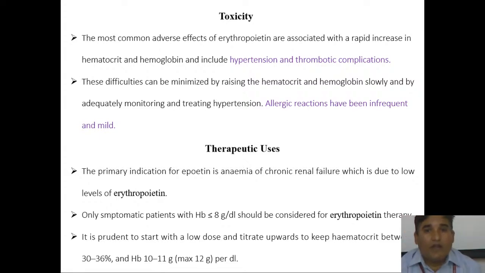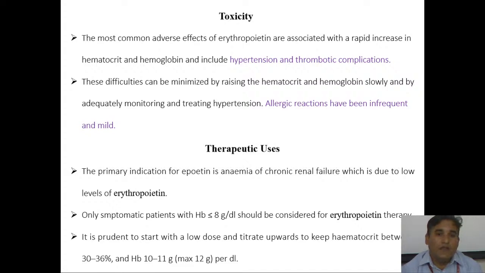Toxicity. The most common toxicity of erythropoietin is associated with the increased hematocrit and hemoglobin: induced hypertension and thrombotic complications. These difficulties can be minimized by raising the hematocrit and hemoglobin slowly and by adequate monitoring of their levels, and subsequently of the hypertension. In some cases allergic reaction has also been observed.